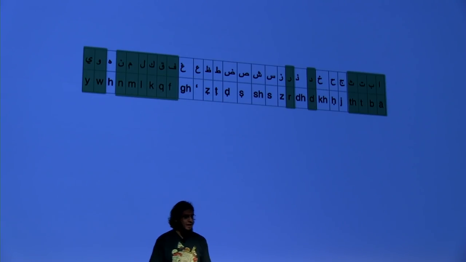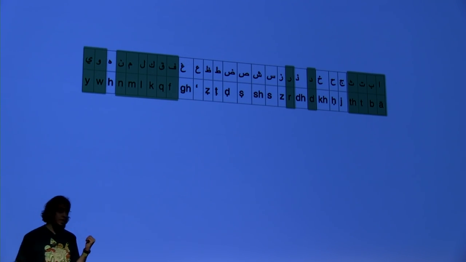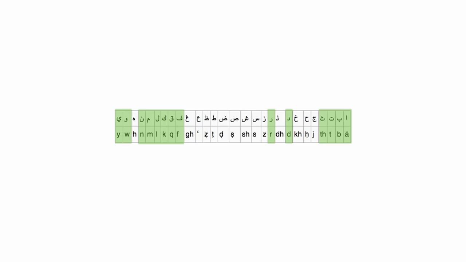Okay, so let's take a quick break. This is the entire Arabic alphabet, and the green letters are the letters you've learned. It's not bad, right? Like, didn't take too long. We've been going at it for, what, 12 minutes? Not even 12 minutes, and you know about half of the alphabet. Well done. Like, congrats. Step two.